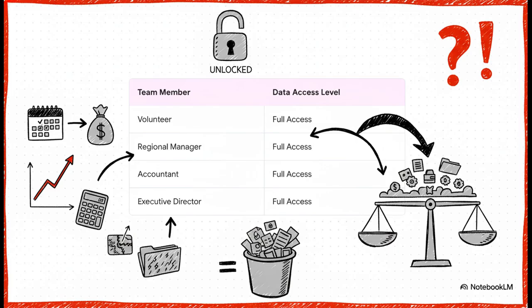You've got a volunteer who just needs to see, I don't know, event signups, but they have the same full access as the executive director. The accountant, who really only needs financial data, can also see super sensitive case files. It's this all or nothing approach, and it just creates a huge amount of totally unnecessary risk.